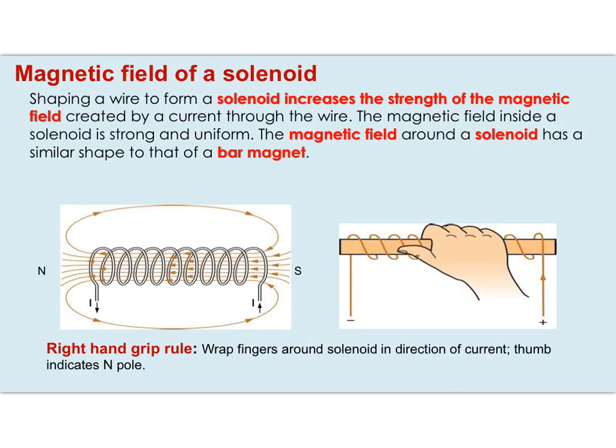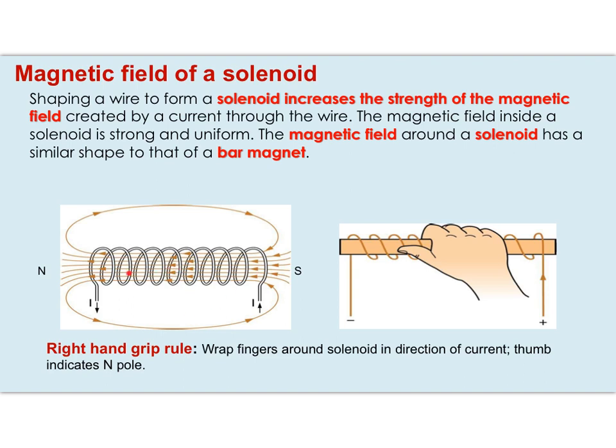On the previous slide, we had the magnetic field of a straight wire, so we could see that the magnetic field went round the straight wire. But if we were to shape the wire as a solenoid, which is a coil, as shown in the diagram here, and also in the diagram here, where we coil the wire around something, then that will increase the strength of the magnetic field. So shaping a wire to form a solenoid increases the strength of the magnetic field created by a current through the wire. The magnetic field inside a solenoid is strong and uniform, and the magnetic field around a solenoid has a similar shape to that of a bar magnet.